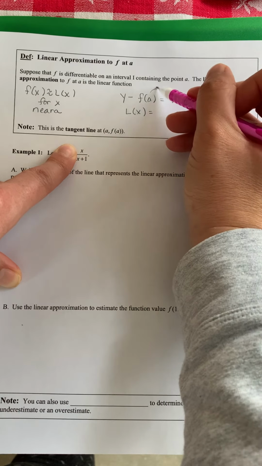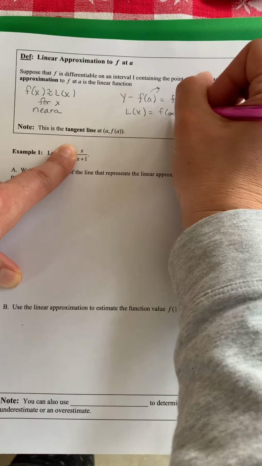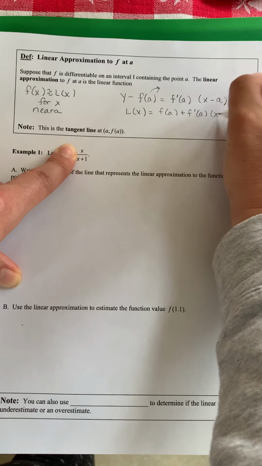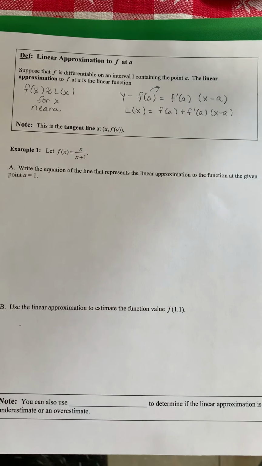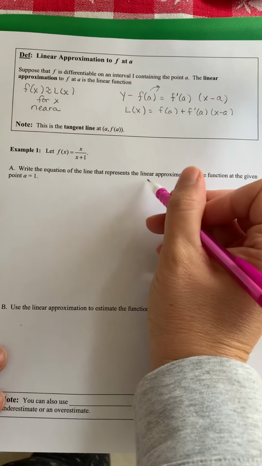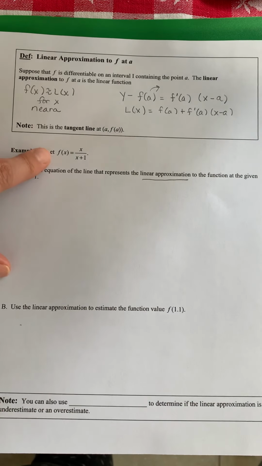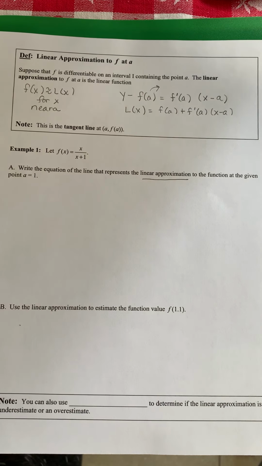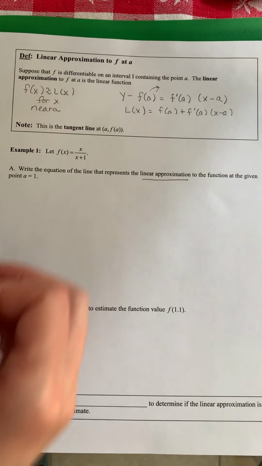So our linear approximation is about the same as y. We just need to kick this over. So we have f of a plus the derivative at a times the quantity x minus a. So that's what we're going to use in part 1 when we write the linear approximation. Okay, so this is our function f of x this time. So we need to run through our 3 steps to write the equation of a line.